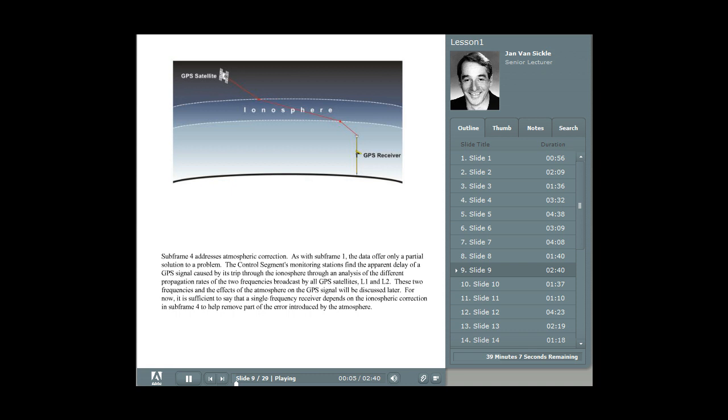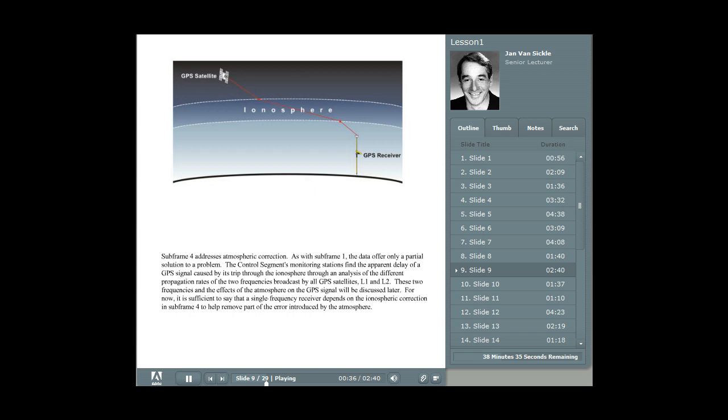And in subframe 4 as well, there is the atmospheric correction that has been uploaded to the satellite from the control segment. As the slide here indicates, the signal of the GPS satellite going through the ionosphere can be slowed, delayed. Now here it's indicated as a change in angle, which is probably not entirely correct. It's that the signal appears to slow down.